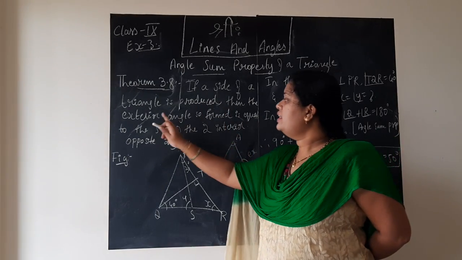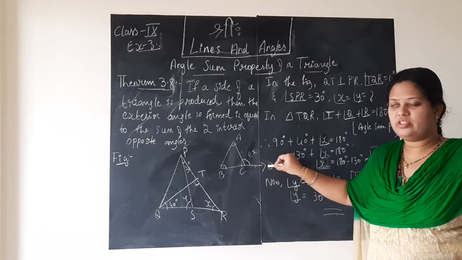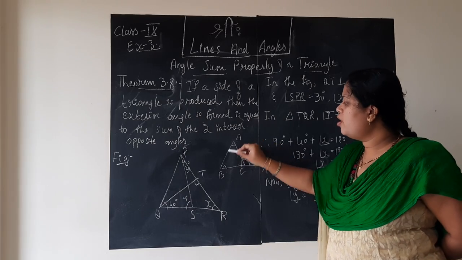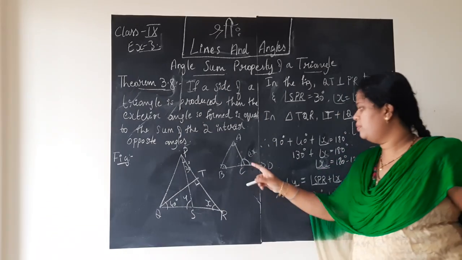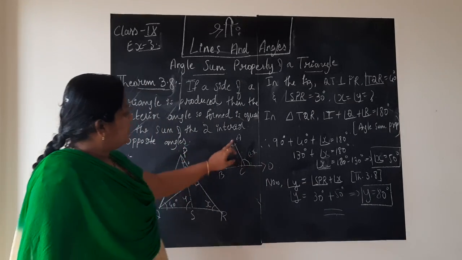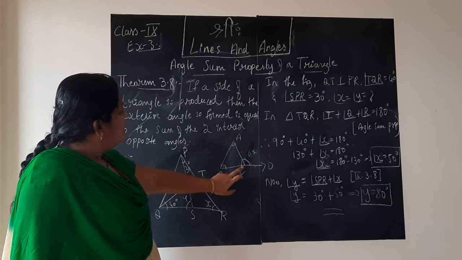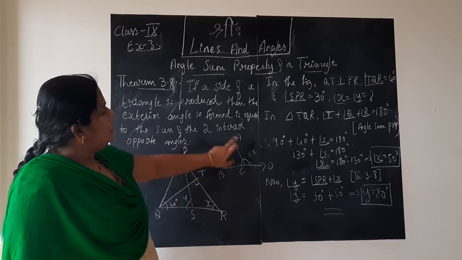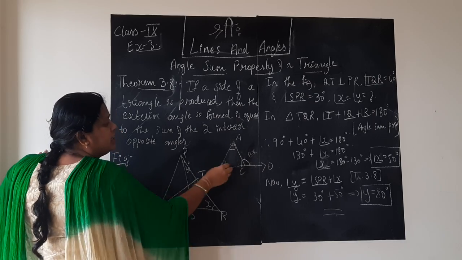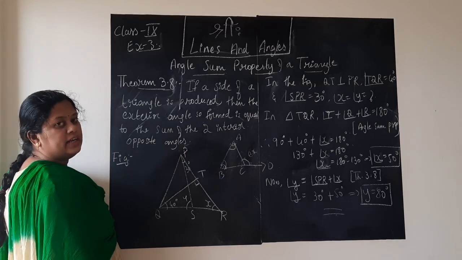Then the exterior angle so formed. The exterior angle is formed when producing one of the sides. The exterior angle so formed is equal to the sum of the interior opposite angles. Here, angle ACD is the exterior angle, children. Angle ACD is equal to angle A plus angle B, that is angle CBA plus angle BAC. These are the two interior opposite angles to the new exterior angle formed. That is what theorem 3.8 states.